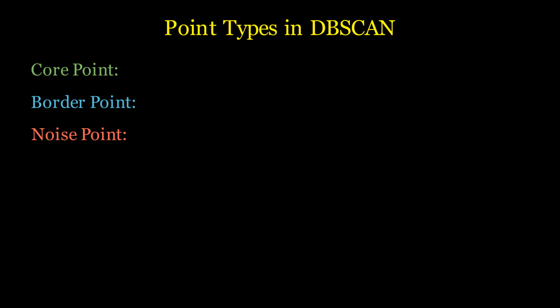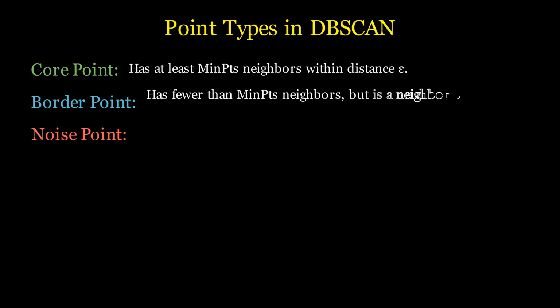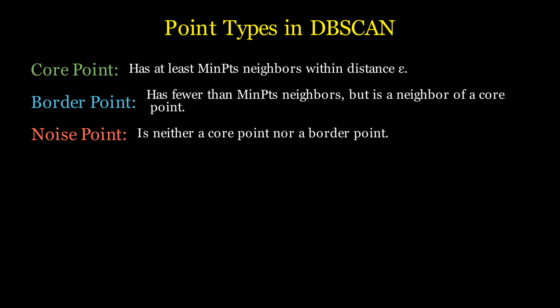Based on epsilon and minPts, DBSCAN categorizes each point into one of three types. A core point is in a dense area, having at least minPts neighbors within its epsilon radius. A border point is on the edge of a cluster. It's reachable from a core point but doesn't have enough neighbors itself to be core. A noise point is an outlier, not belonging to any cluster. It's neither core nor reachable from a core point.